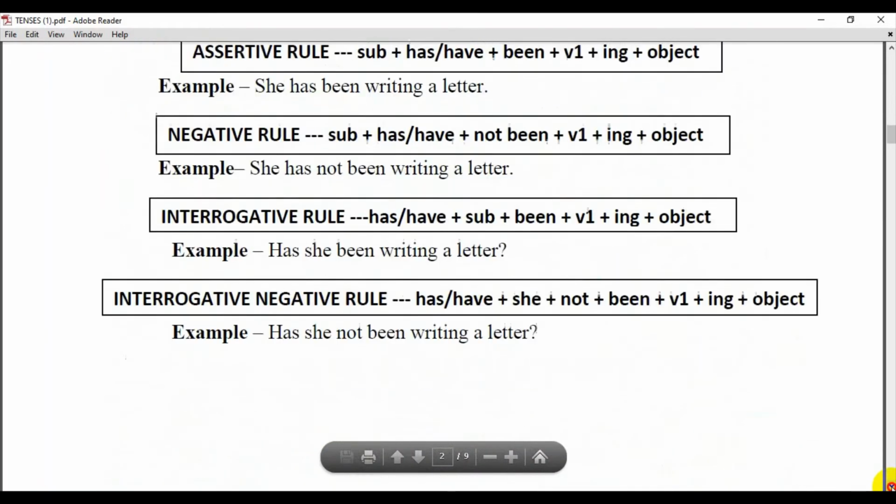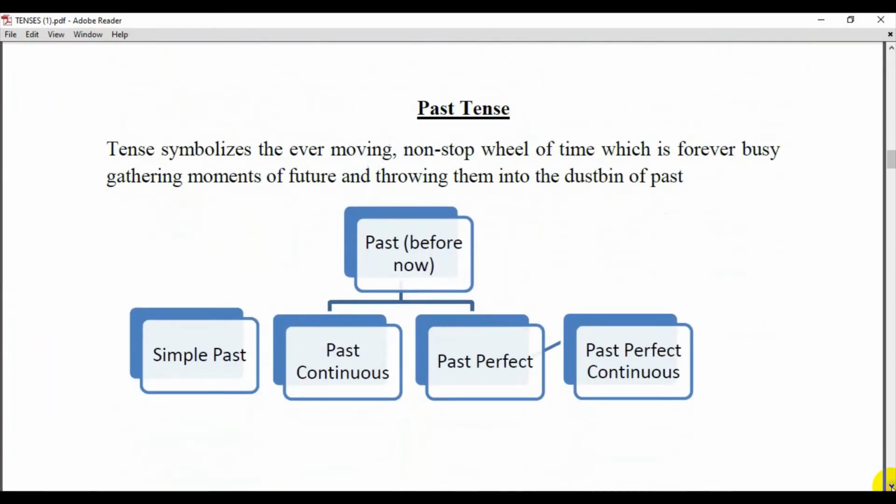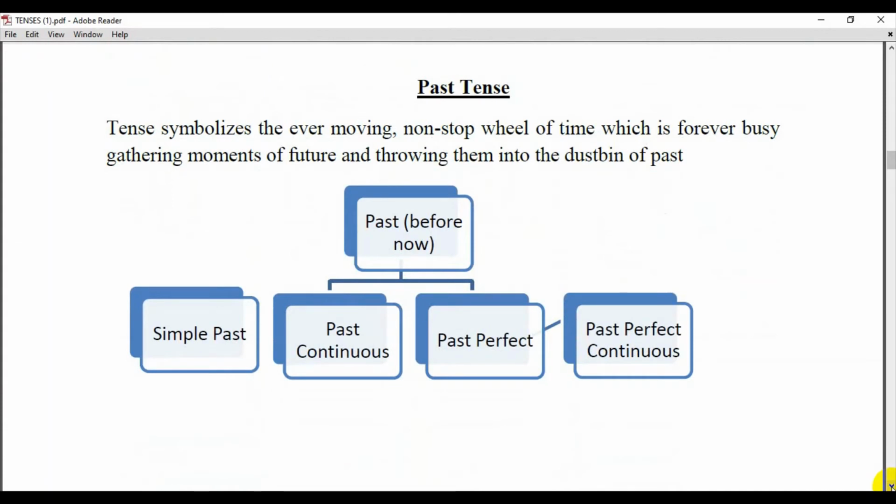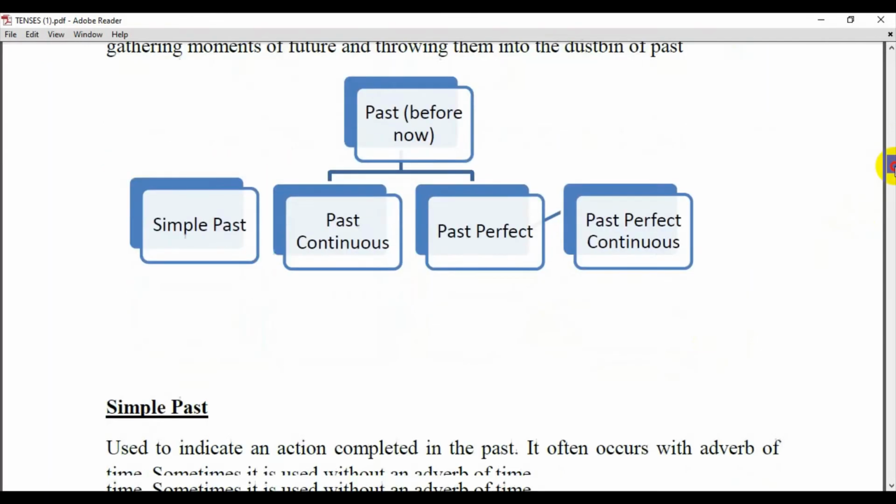And we have the past tense, which we use mainly to talk about things that happened and finished in the past. So before now, the past. When we need to talk about things that happened before now, before the moment of speaking, or before the time we are in, we need to use the past tense. Also we have the simple past, the past continuous, the past perfect, and the past perfect continuous, the same as the present tense.